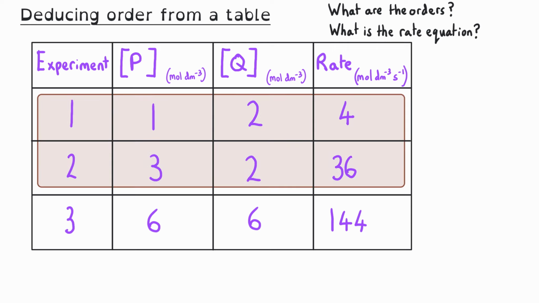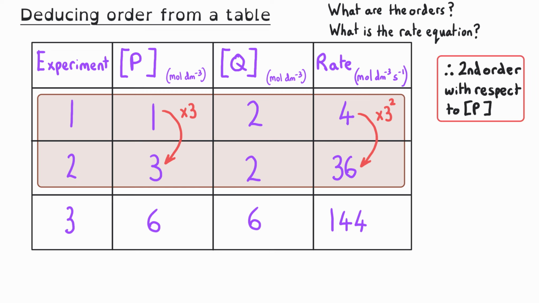If we compare experiments 1 and 2, we can see that the concentration of Q is the same each time, and the concentration of P has been tripled. And then the rate of reaction has been multiplied by 9, because 36 is 9 times bigger than 4. And that means that the rate of reaction has been multiplied by 3 squared, and so therefore we can conclude that this is second order with respect to the concentration of P.